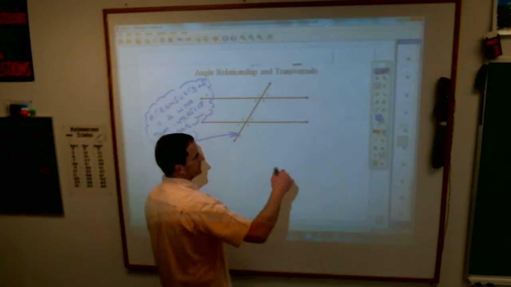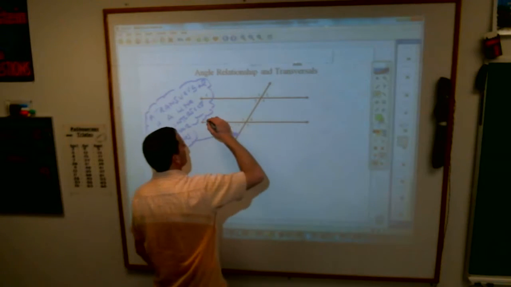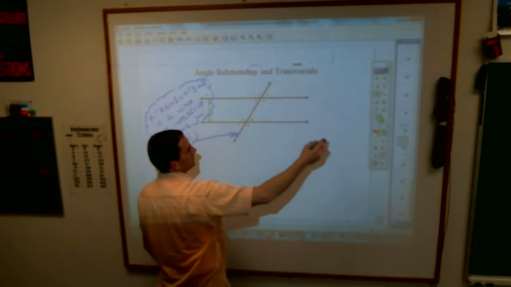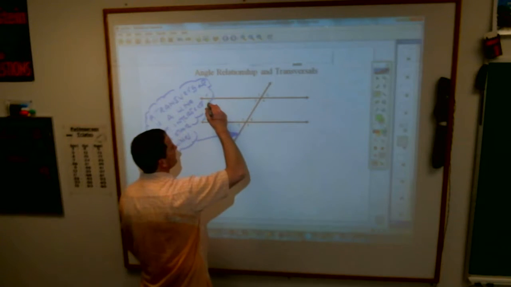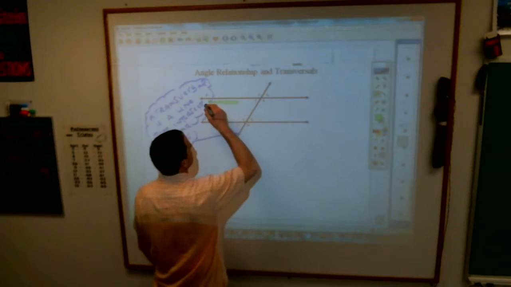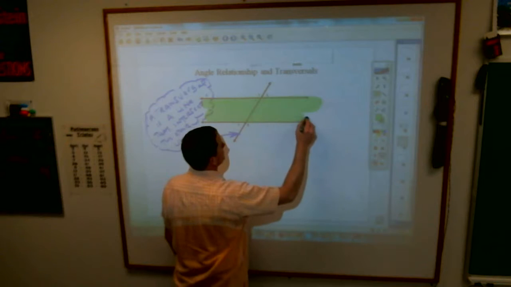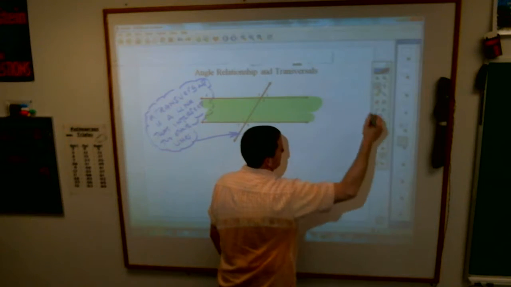The next thing we're going to talk about is interior and exterior. Let's see if we can do this. Let's go bigger. Actually, we're going to write a little phrase down here. Jot down this little phrase.